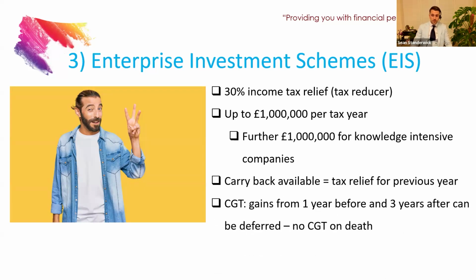Capital gains tax, so this is really interesting. Gains from 1 year before the investment and 3 years after can be deferred. To put this in more perspective and bring it to life, for example, you might have a second property, and when you sell it, if you make a capital gain, the point is if you reinvest it into an EIS, there wouldn't be any capital gains tax. It would be deferred. Now, there's also no capital gains tax on death. So in theory, if you hold this upon death, there wouldn't be any capital gains tax due at that point.